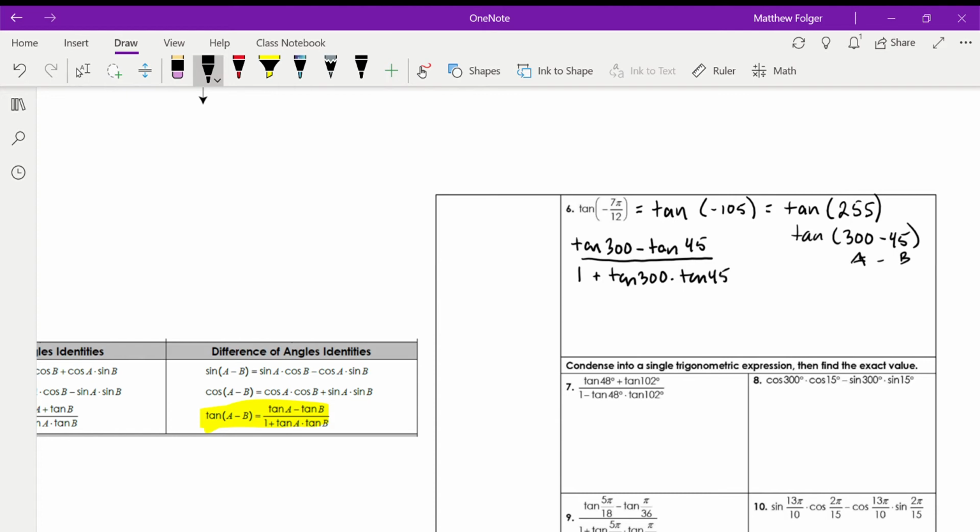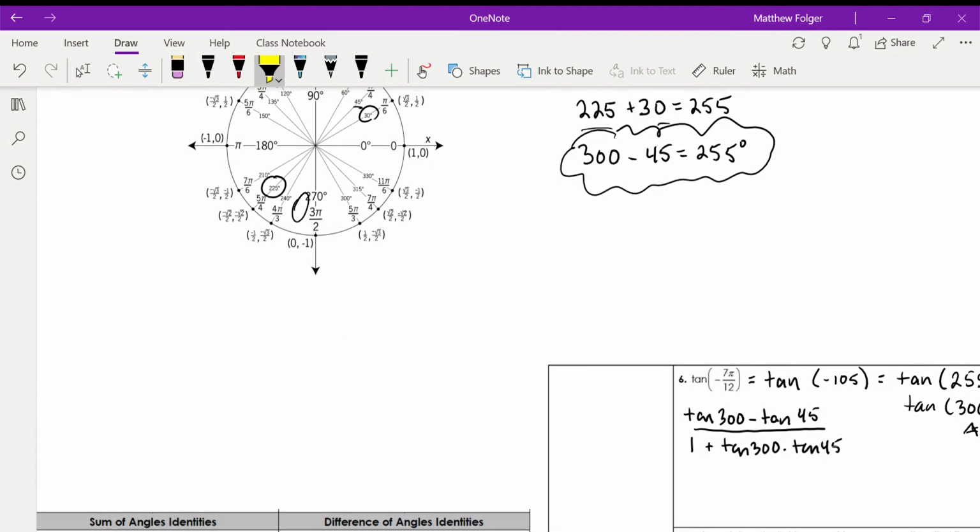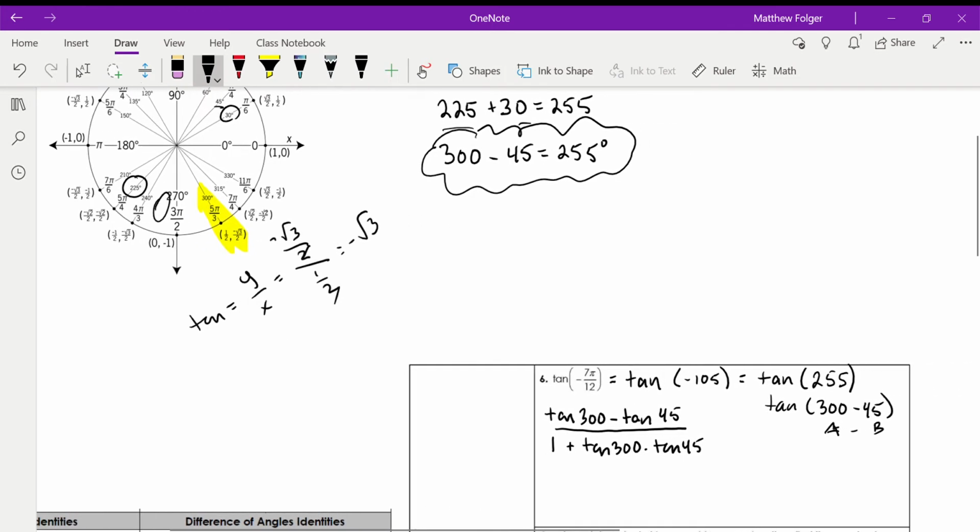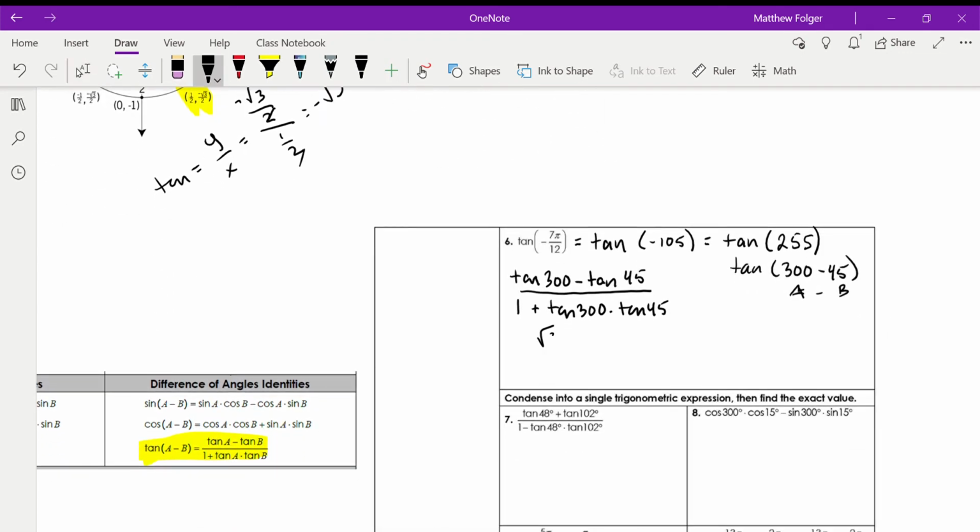So tangent of 300. So let's go up here. Tangent of 300 is going to be y over x. So I have negative square root of 3 over 2 over 1/2. Remember, tan equals y over x. So these bottoms cancel. The answer is just negative square root of 3. So I'm going to put that here. And so it's minus whatever tan 45 is, and 1 plus negative square root of 3 times whatever tan 45 is. Now we just need to find tan 45.